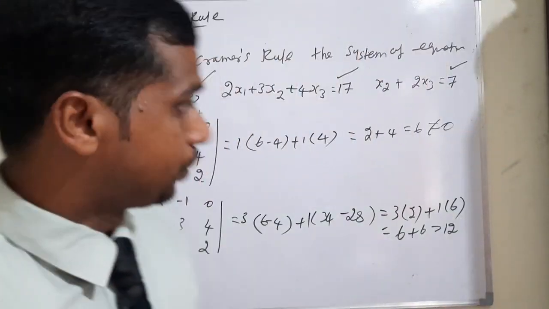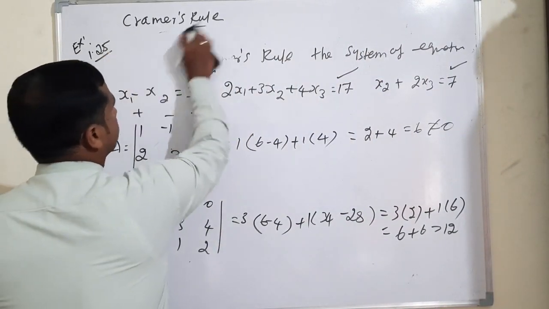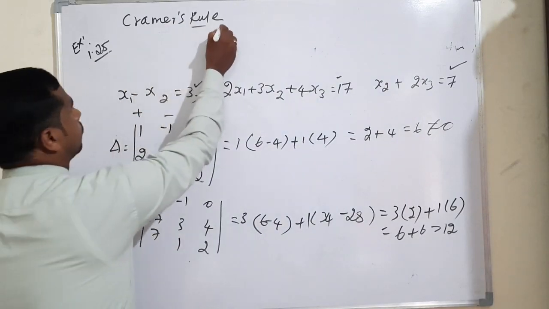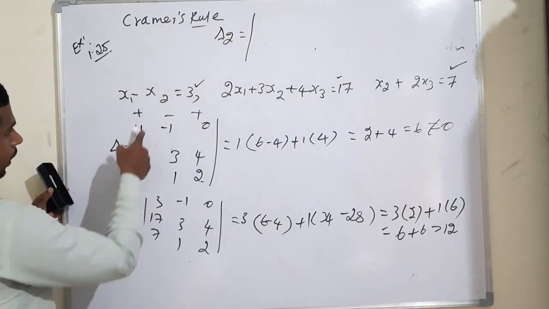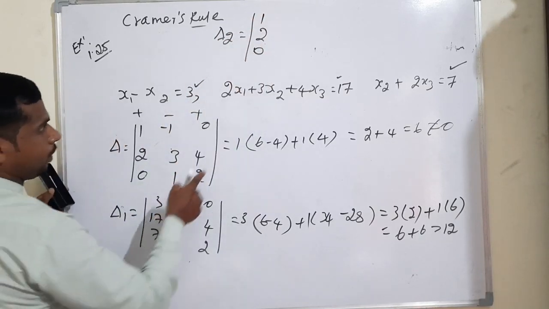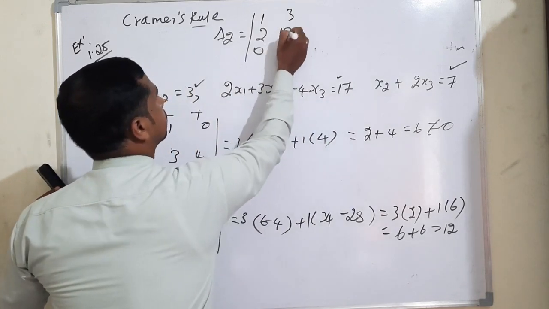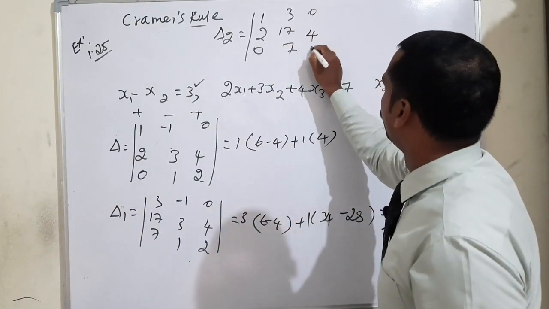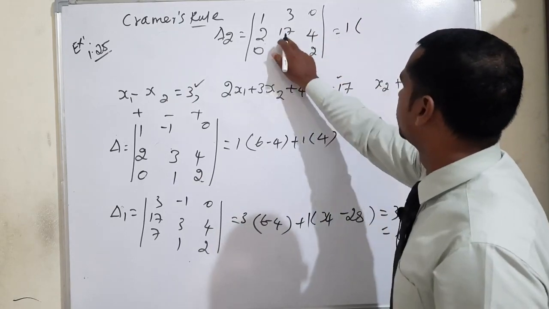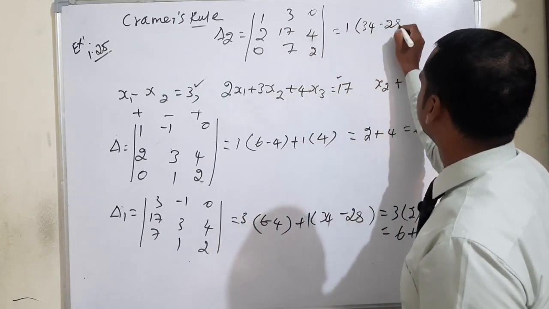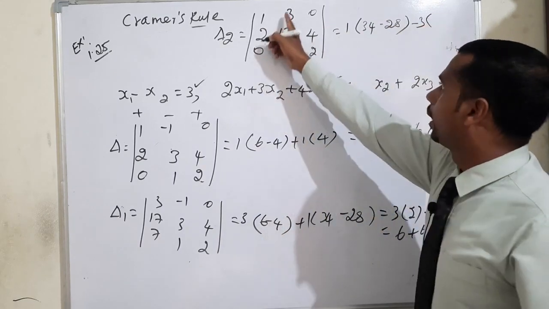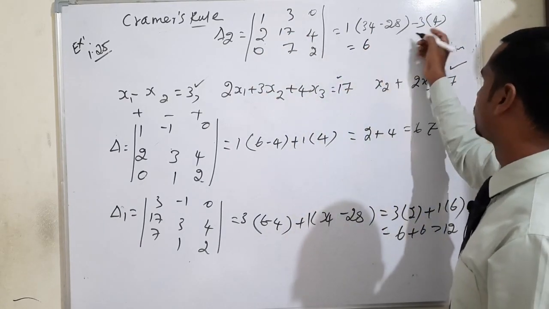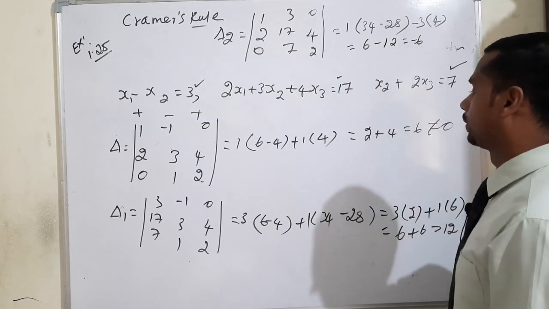So del 1 is over, moving to del 2. For del 2, we need the question. How to find del 2? Column 1 as it is: 1, 2, 0. Column 2 is the constants: 3, 17, 7. Column 3 is 0, 4, 2. Sign convention: 1 means 17 into 2, 34, cross multiply means minus 28. Here common minus 3 into, again cross multiply means only 4 will come, next term will be 0. Again 34 minus 28, positive 6, minus 3 into 4 means minus 12. Answer will be minus 6. So del 2 also over.